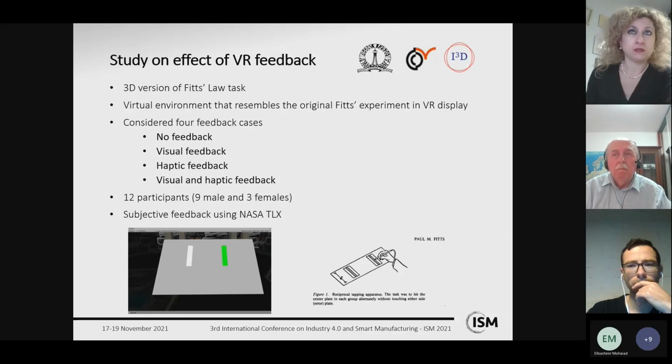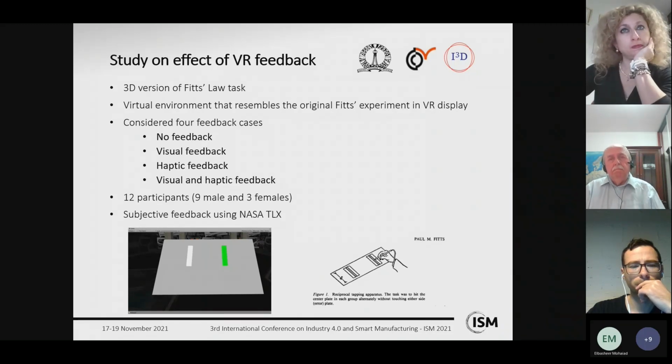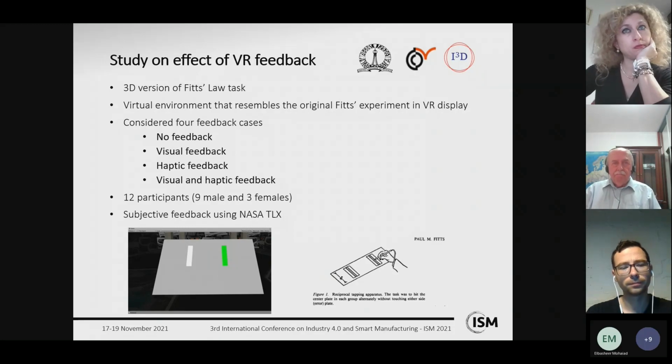The environment contains a platform tilted towards the participants. The platform contains two cubes, as you can see in the picture on the left, equidistant from the center. And we considered three different widths of the cubes and three different distances. So there are a total of 9 study cases. And we analyzed the index of difficulty.